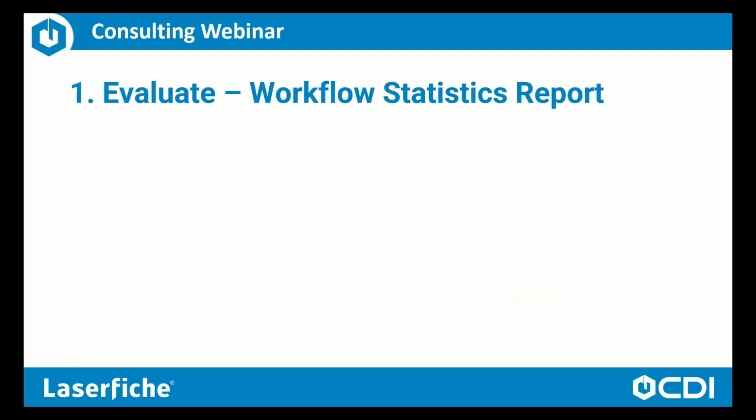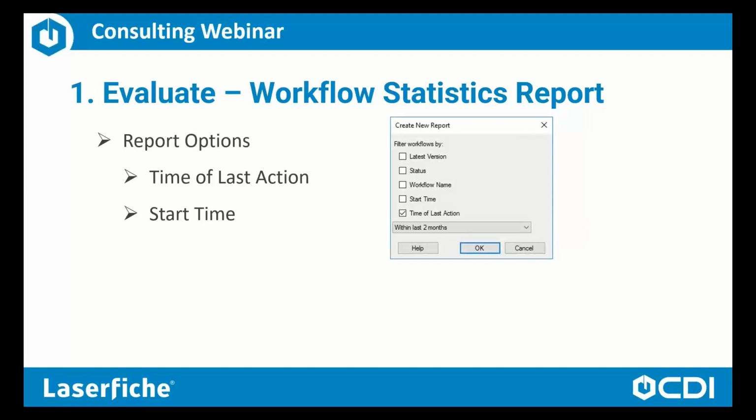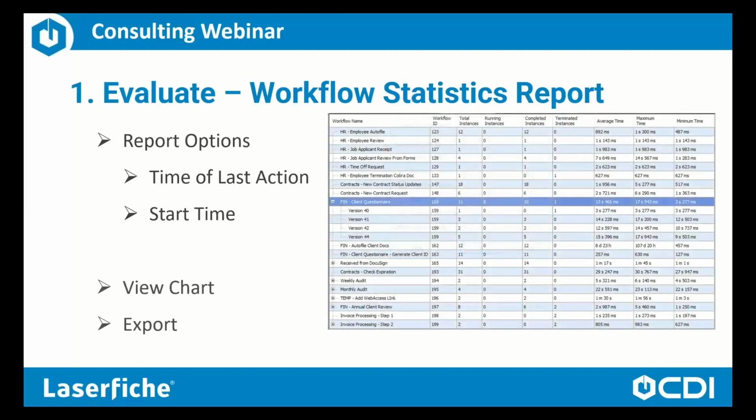The Workflow Statistics Report is going to allow us to view report information on all of our workflows, or we can filter by specific criteria, such as the start time of the workflow or the time of the last action. When we run our report, it will give us a table of information that shows the workflow name, the total number of instances that have run, the number of currently running instances, the number of completed and terminated instances, as well as some time statistics on average time, minimum, and maximum time for the workflows to run.